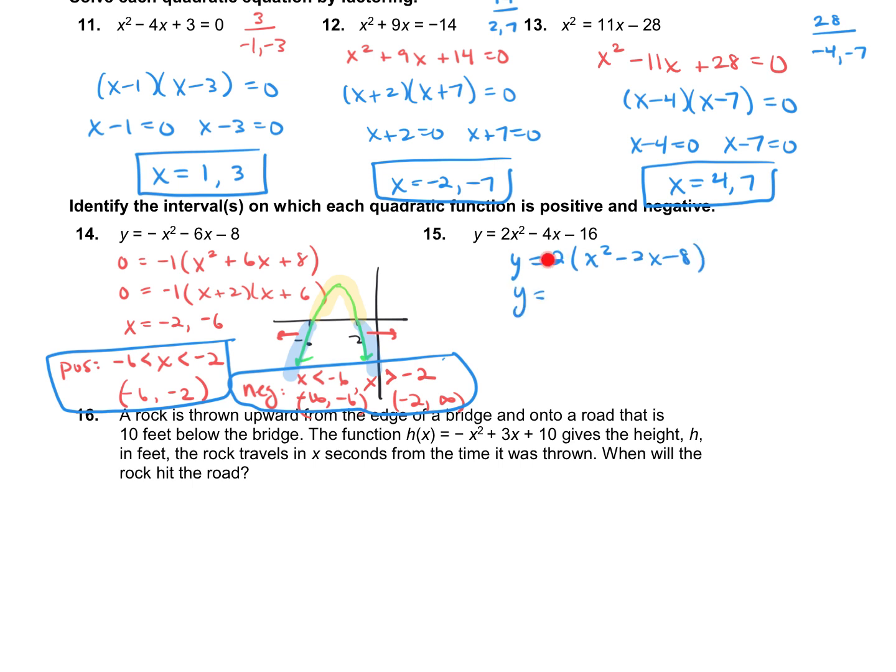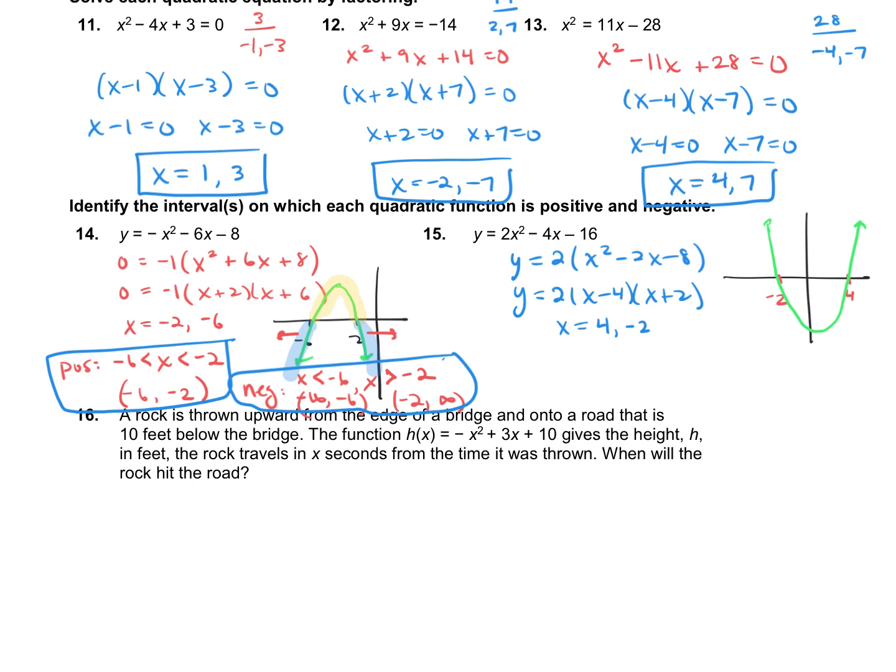Now that I have factored a 2 out, can I factor this? Do we have factors of -8 that add up to -2? And we do. That's going to be a -4 and a +2. So our x-intercepts are going to be at +4 and -2. So if we think about what that looks like, let's see, +4, -2. Our parabola has a positive a value, so it is opening up. Now to open up and go through these two intercepts, that means the vertex must be down here somewhere. So we'll go ahead and draw on that parabola.